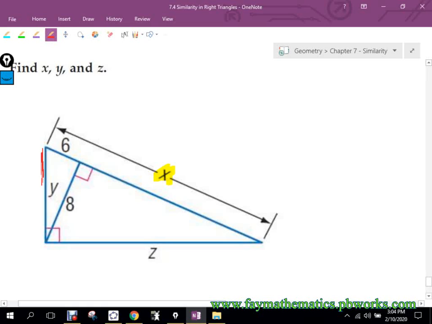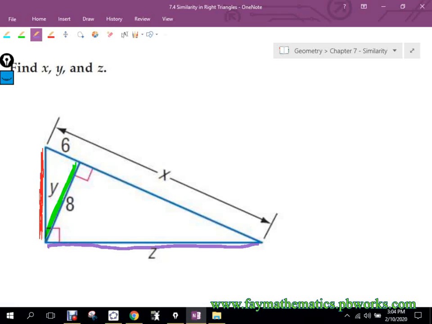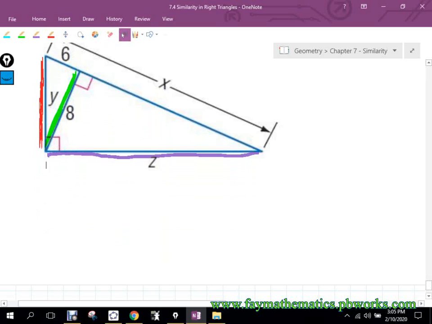What I want you to focus on is that there should be a relationship that exists because of that leg. There should be a relationship because of that green altitude, and a relationship because of that purple leg. Let's create those three relationships and let the variables and numbers fall where they fall, and then when we're done, look at the three proportions and see which ones are easier to solve. So let's look at that red leg first.